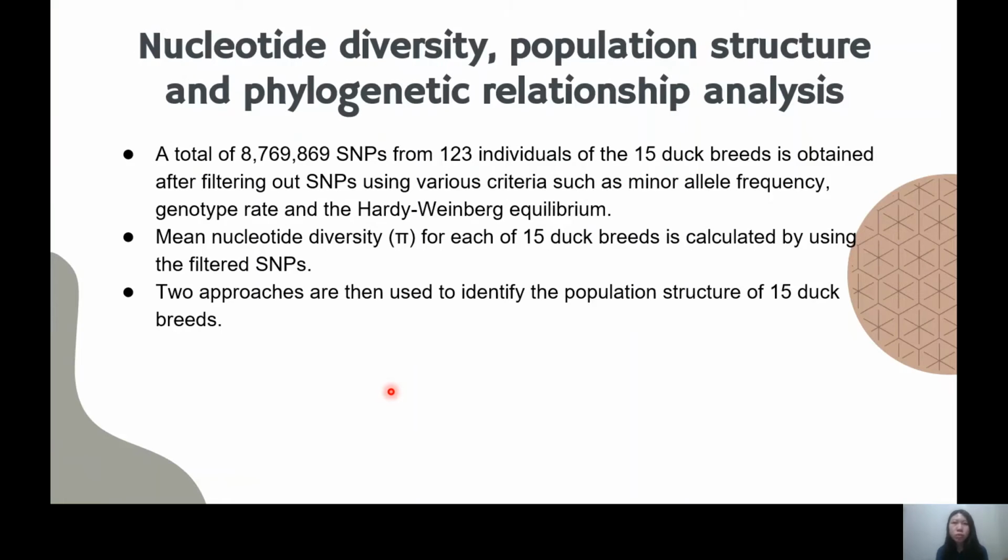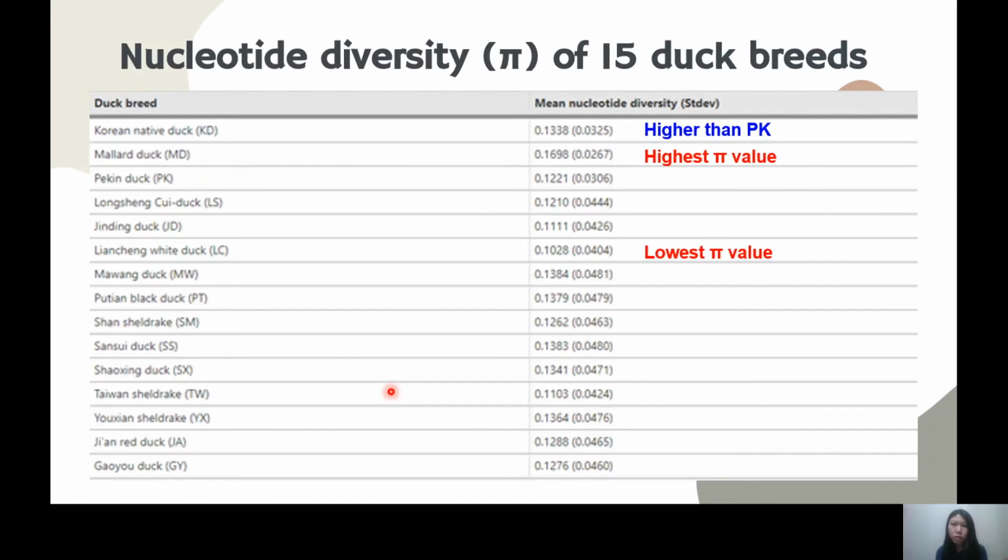Hi, I'm Nishan. I'm going to present the nucleotide diversity, population structure, and the phylogenetic relationship analysis. The mean nucleotide diversity for each of the 15 duck breeds is calculated from the filtered SNPs. Two approaches are then used to identify the population structure of the 15 duck breeds. These are the mean nucleotide diversity of the 15 duck breeds.